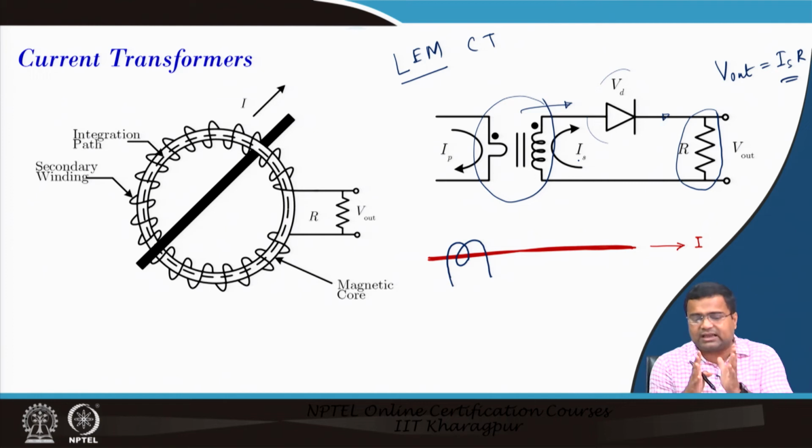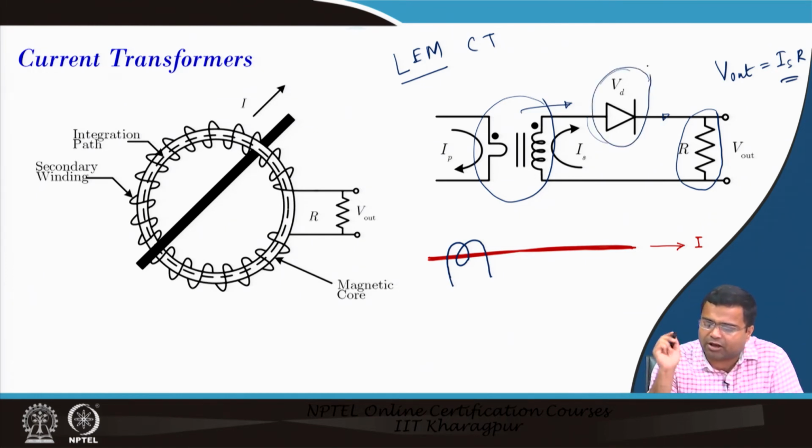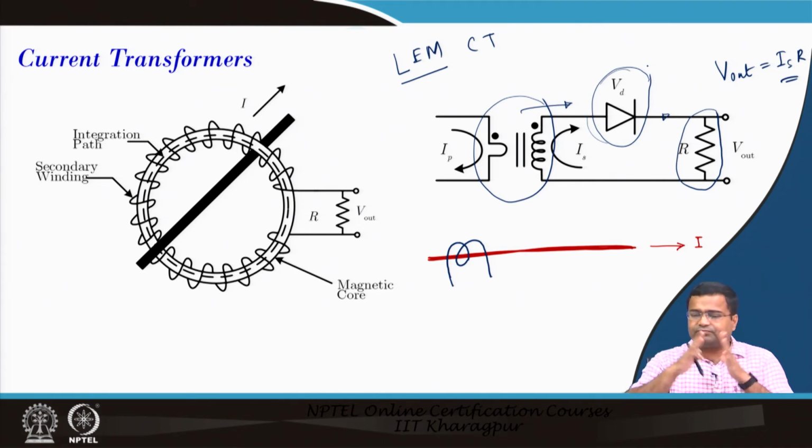Now, in this current transformer, we need to put a diode. Why do we put a diode? Because if you disconnect this path, suppose the current goes negative, what will happen? For positive current this is fine, but for negative current the flux has to be reset, that is why the diode is there.